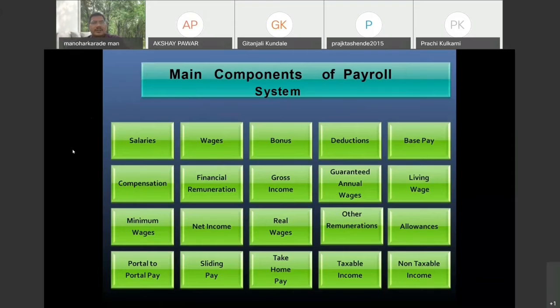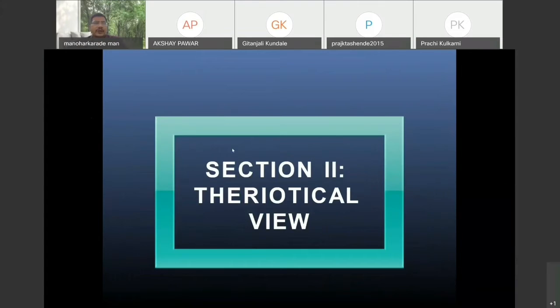If you are not doing it in a very minute way, it is not going to be a systematized process. So if you want to have a systematized process, you need to have a portal to portal payment, then sliding pay, take home pay, taxable income, non-taxable income. These are all aspects we need to take care of while determining the payroll management, payroll system. Payroll management is nothing but paying the amount of salary, wages or other different allowances, bonuses, gratuity to the employees by the employer.